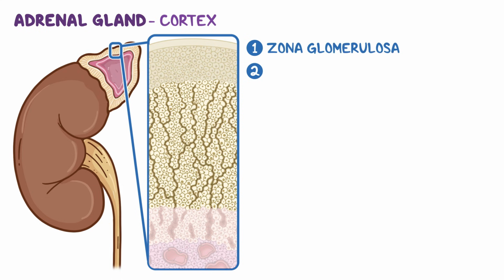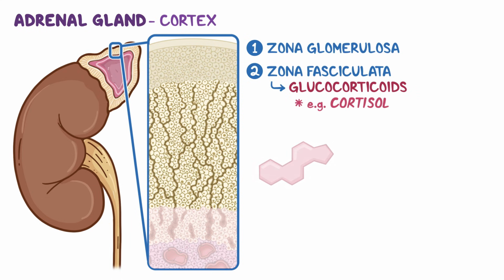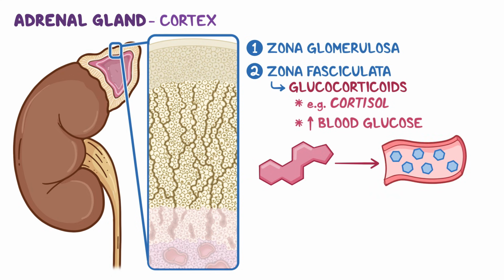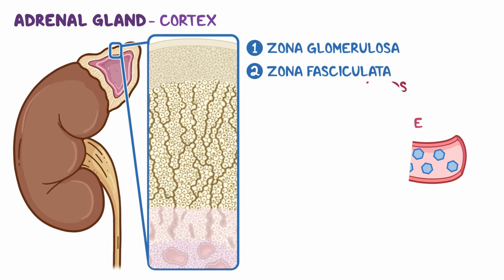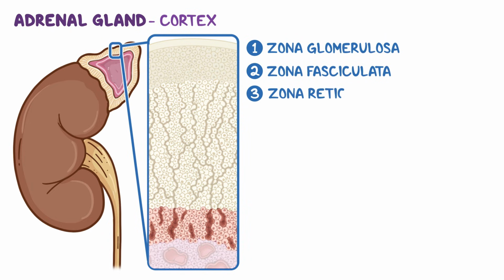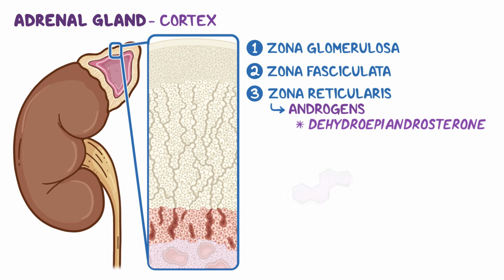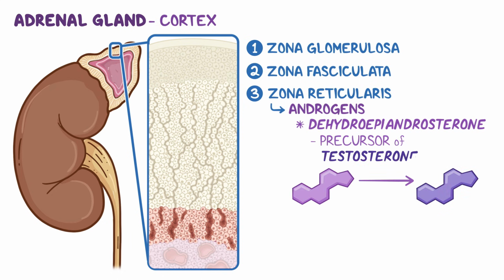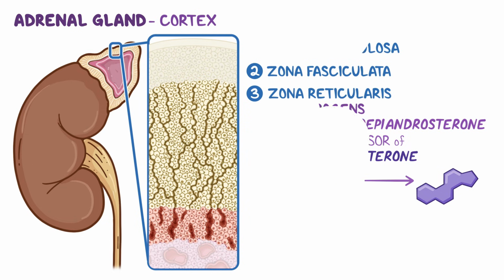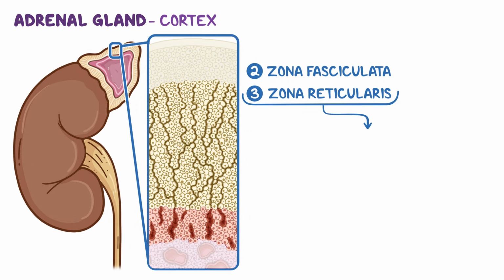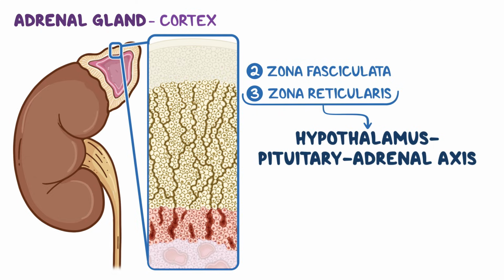The middle layer, the zona fasciculata, produces glucocorticoids, like cortisol. With glucocorticoids, gluco refers to glucose because they help increase blood glucose levels. The innermost layer, the zona reticularis, produces androgens, such as dehydroepiandrosterone, which is a precursor of testosterone. Now, the inner and middle layers of the cortex are mainly under the control of the hypothalamus-pituitary-adrenal axis.